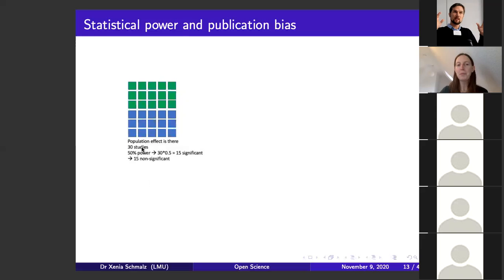So if these 30 labs run their 30 studies, one each, then by the definition of power, we expect that about 15 of them will get a significant result and 15 will not. The green squares are the studies with a significant result and the blue ones are the ones with a non-significant result. Does this make sense so far? Yes, so please feel free to interrupt me with questions at any time. Good.